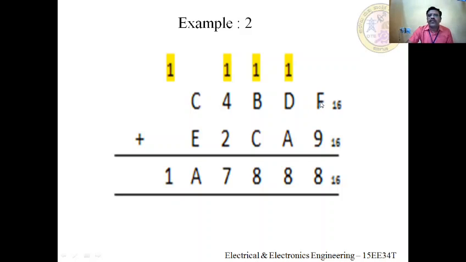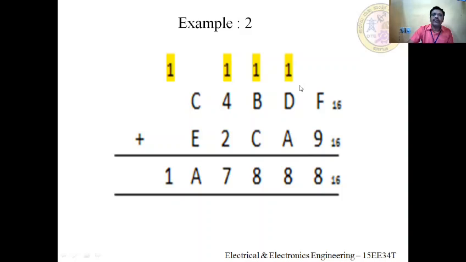In step number 1, F plus 9. What is the decimal equivalent of F? 15. So instead of F, we have to add 15 plus 9. 15 plus 9 is 24. Since 24 is greater than 16, you have to subtract 16 from 24. 24 minus 16 is how much? The answer is 8. So 8 is the answer for step number 1.